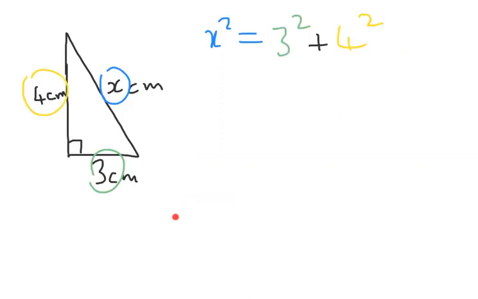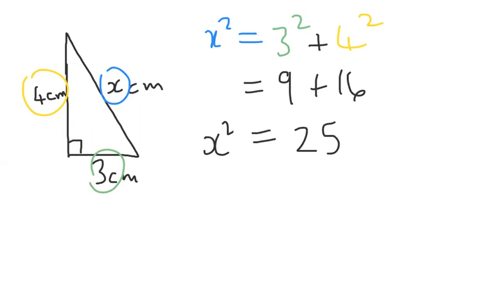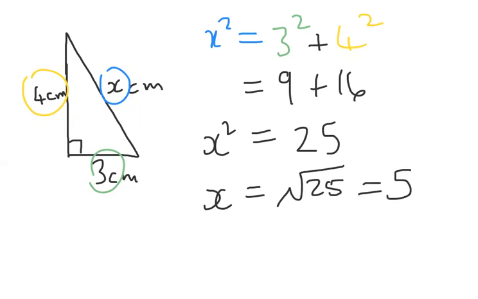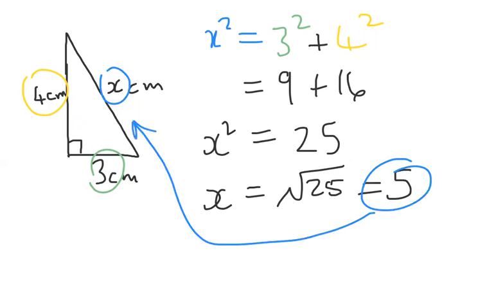I like to keep the unknown variable on the left-hand side. You can put it on the right-hand side, but I just like it on the left. So we have x squared equals 3 squared plus 4 squared. Now you can just do the basic maths. 3 squared is 9. 4 squared is 16. If you add that up, it is 25. So x squared is 25, and then x will be the square root of 25, which equals 5. That 5 belongs there, so that is 5 centimeters.